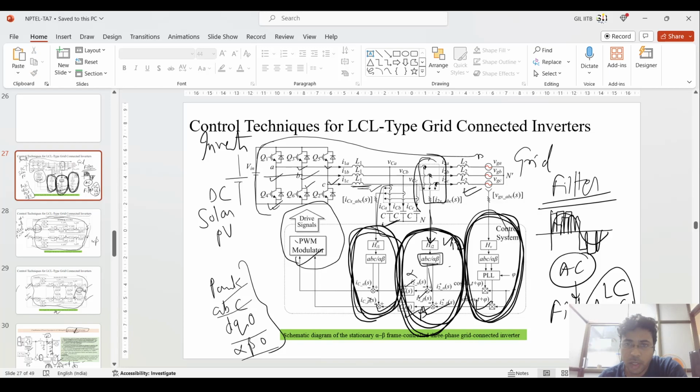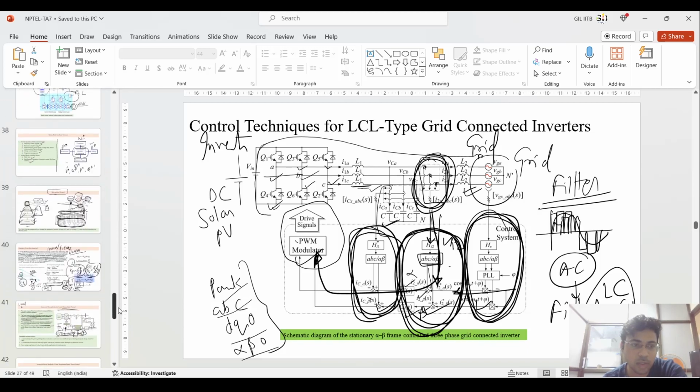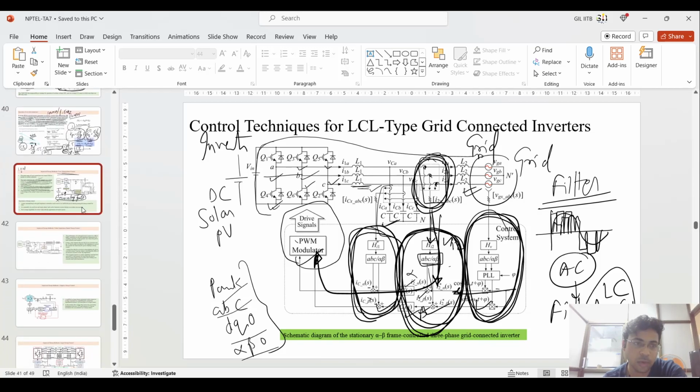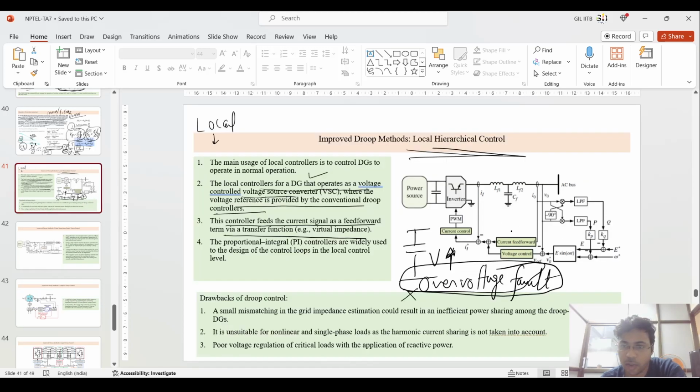If you see this example, you have taken the current as a reference from the grid side, and you are feeding the current as a reference, forwarded to the grid side. This is the grid side, and you are taking the current as a reference and feeding forward for the PWM generation. So this is generated, forwarded, and then subtracted for generating the reference.